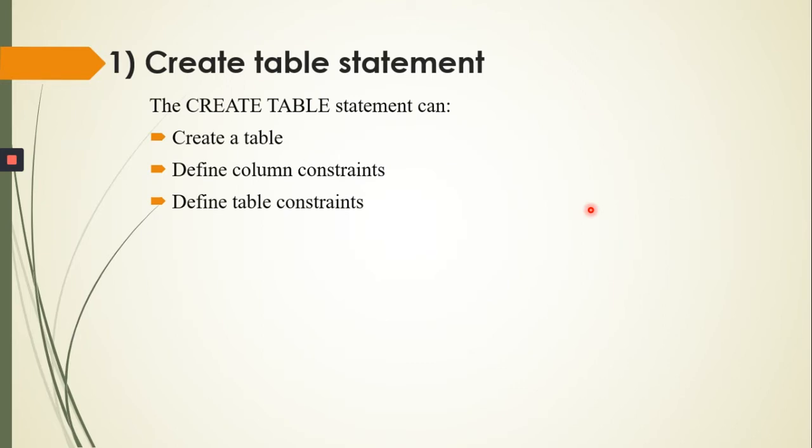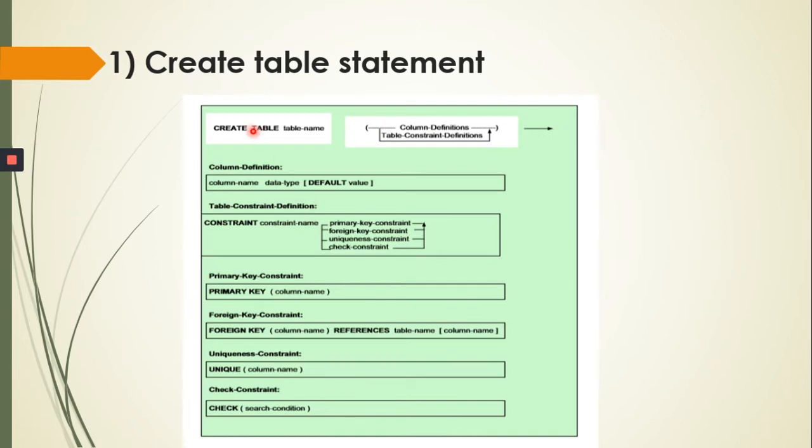So the create table statement can create a table, as I explained, define column constraints, and define a table constraint. See here, we have a create table. Create table, table name. Here we can define the columns.